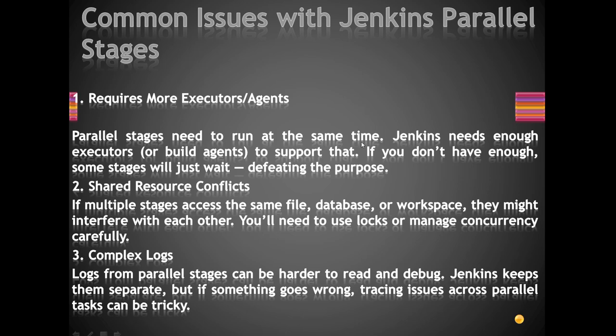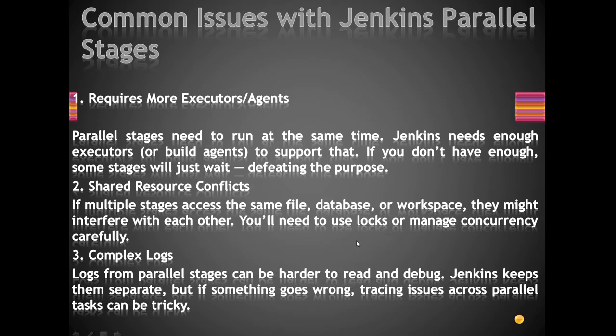These are the common issues while running Jenkins parallel stages. Requires more executor agents. Parallel stages need to run at the same time, so Jenkins needs enough executors to support that. If you do not have enough, some stages will just wait, defeating the purpose. Shared resource conflicts. If multiple stages access the same file, database or workspace, they might interfere with each other. You will need to use locks or manage concurrency carefully.